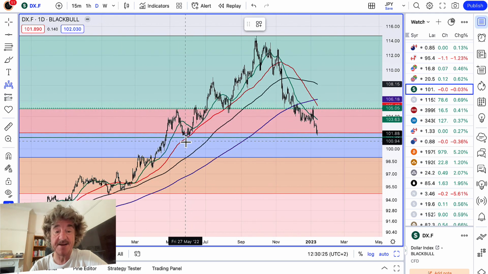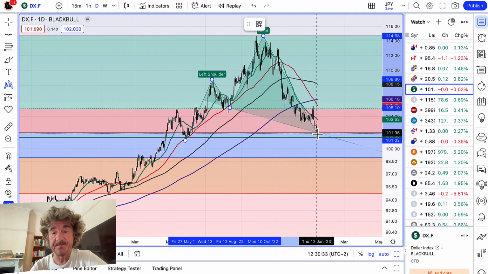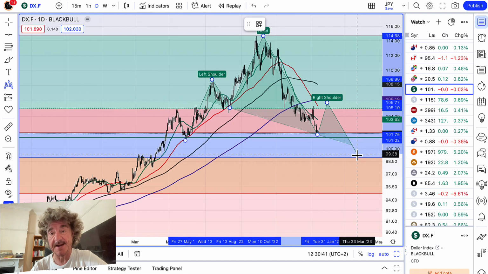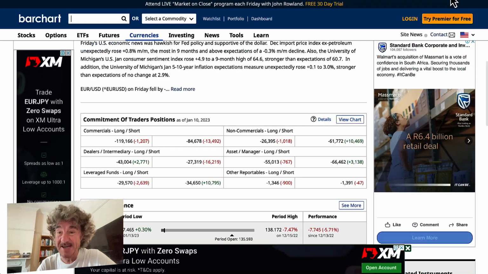And I'm just going to kind of draw this in roughly something like this on the dollar index. So it's not going to be a flat bottom head and shoulders, but it could be something slightly lopsided like this sort of thing. So that's what we might see on the dollar index. Now let's go across and have a look at the commitment of traders, and this is really interesting.